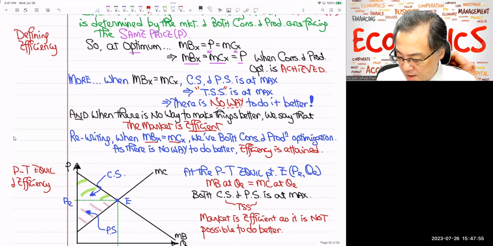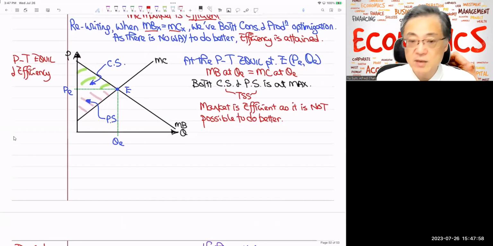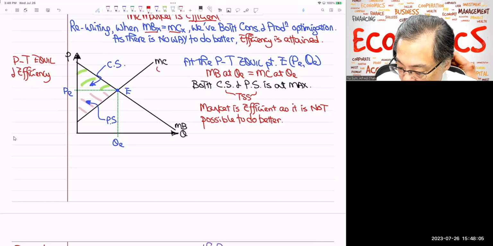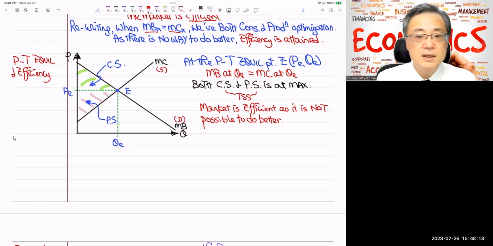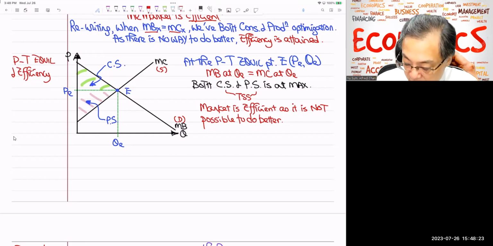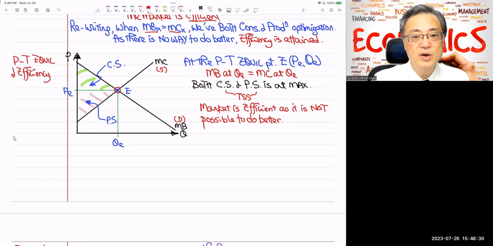Now let's take a look at the price-taking model. When we go back to demand-supply analysis, this one is our supply curve, and this one is our demand curve. The market equilibrium is achieved at the point where the supply curve intersects the demand curve, at point E, which is here. Everybody remember this? I guess no problem.